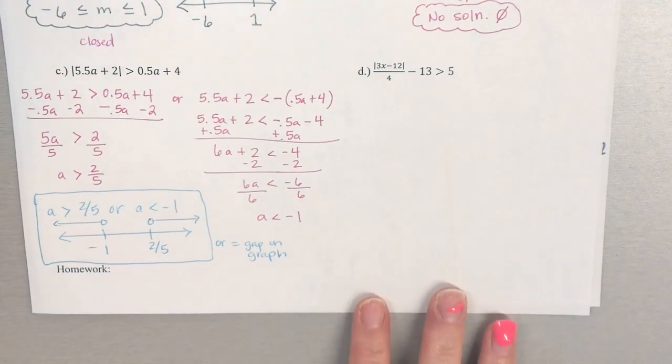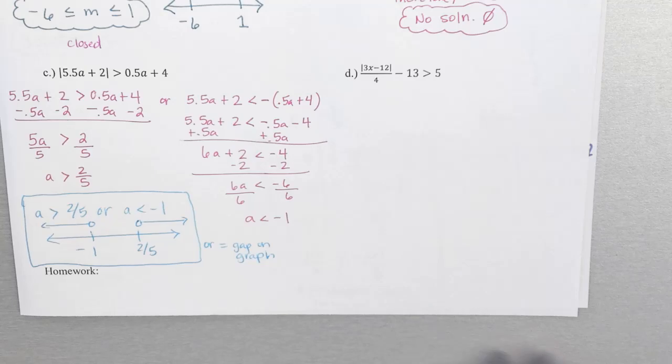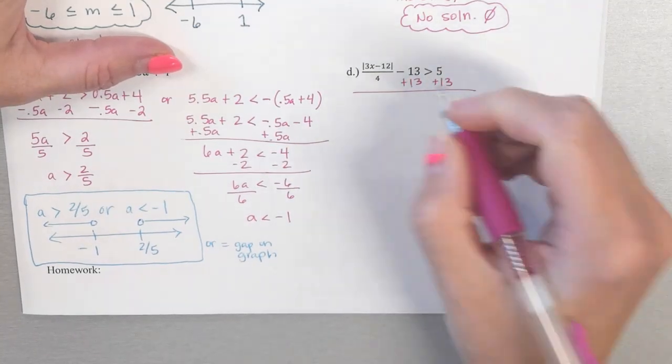All right, for D, can you guys go ahead and isolate your absolute value? So this is a two-step isolation. It looks like most of you got your first step when you're adding 13 to both sides. And if you're freaking out about multiplying by 4, let's talk about strategies without our calculator.